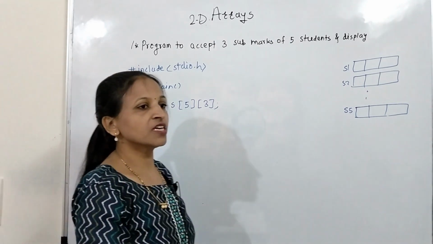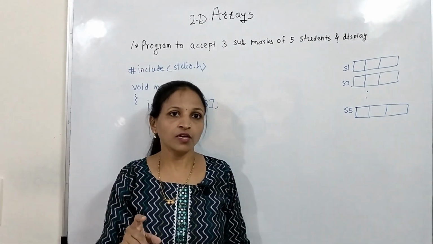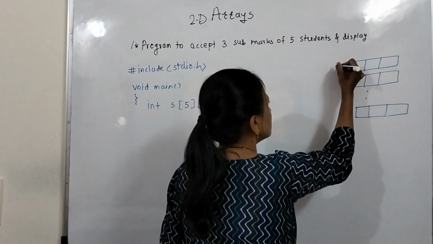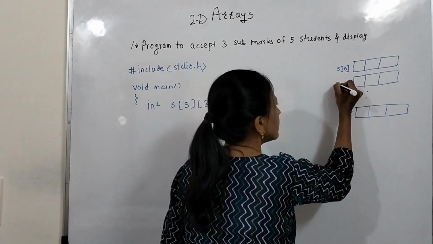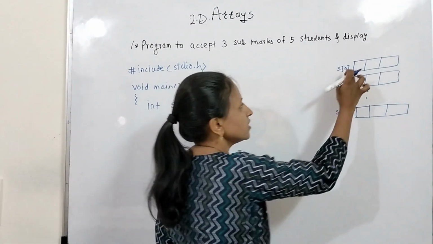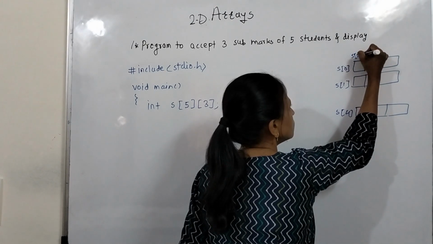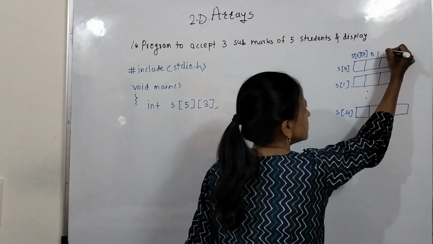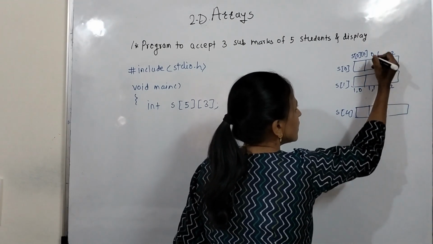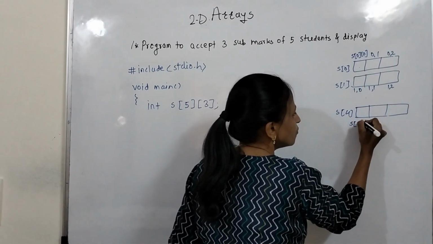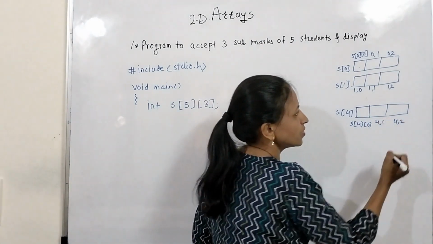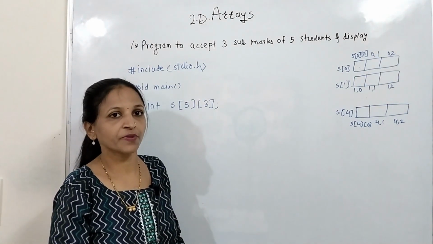Again see, in a 1-dimensional array we have used one for loop to access individual elements of that array. Why? Because see here this s of 0 will be this, s of 1 will be this second array, like this s of 4 will be the last array, and here individual elements we can access like s of 0 0 in this way. Here this one is 0 1, 0 2, here 1 0, 1 1, 1 2 in this way. Then here this one is s of 4 0, then here 4 1, 4 2. In this way we have to access individual elements of that array.